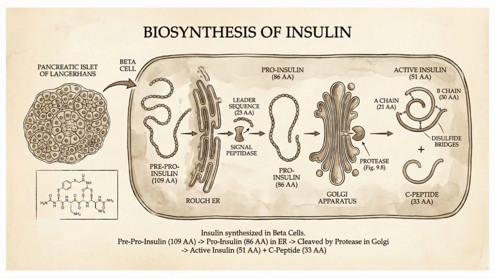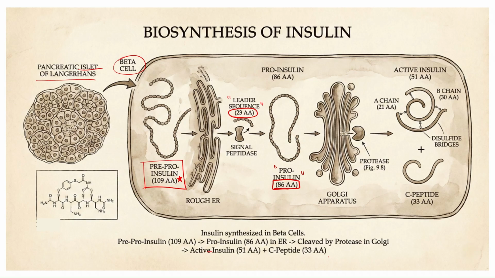So insulin is manufactured and released by the beta cells located in the pancreatic islet cells of Langerhans. Step by step, we will see the maturation. The hormone starts as a large inactive precursor called pre-pro-insulin. It is made up of 109 amino acids. Remember each of these numbers of amino acids. From pre-pro-insulin, a 23 amino acid sequence called the leader sequence is removed, leaving an 86 amino acid pro-insulin.